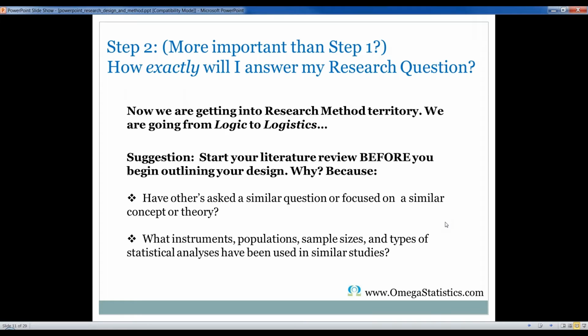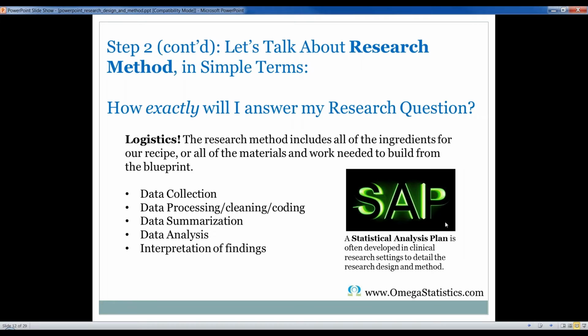Okay, so we've done our literature review and we have our research questions. Now we want to know how exactly we're going to do it, right? How are we going to answer this? How exactly will I answer my research question? Logistics. The research method includes all of the ingredients for our recipe, all the materials and work we need to build from the blueprint that we have.